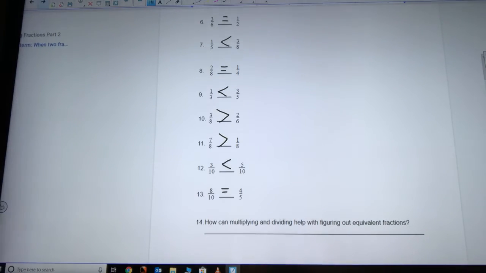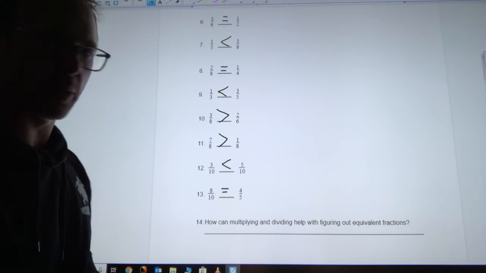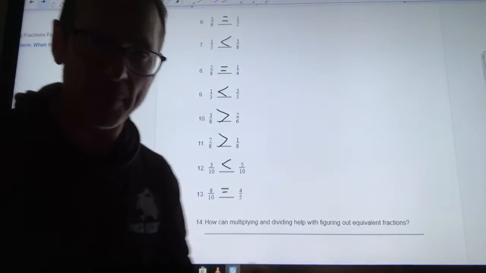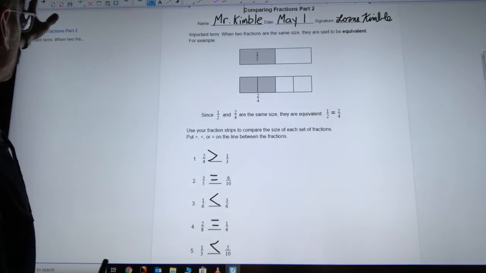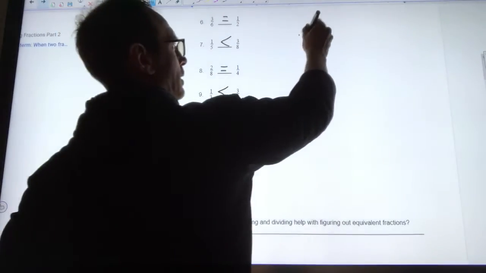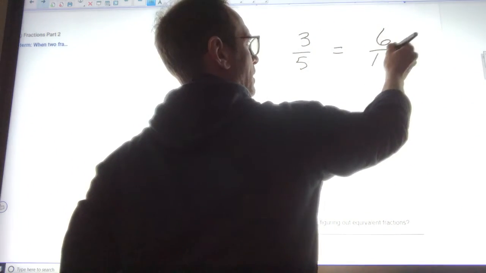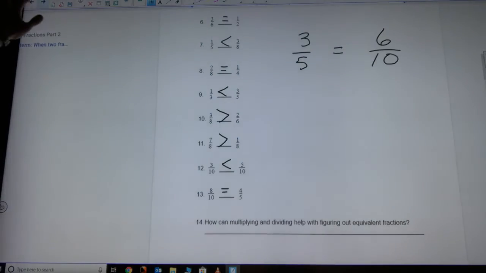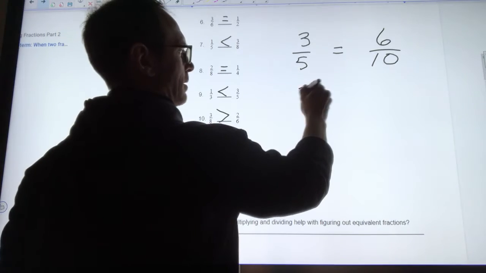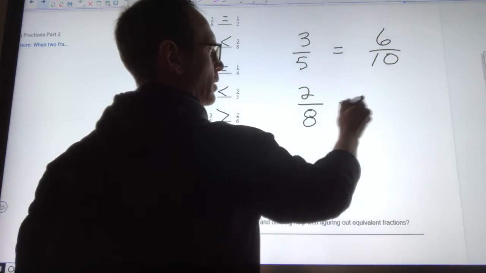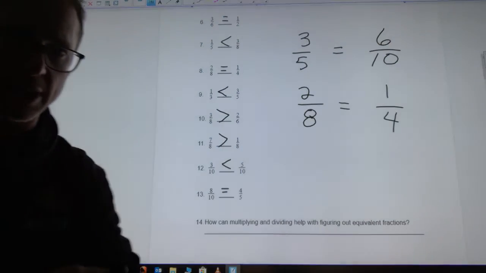So looking at this question at the bottom now, it says, how can multiplying and dividing help with figuring out equivalent fractions? Well, let's just look at a couple of those equivalent fractions that we found. The first equivalent fraction we had was 3/5 is equal to 6/10. And then what was the next one? The next one was 2/8 is equal to 1/4. So I just want to look at these two.